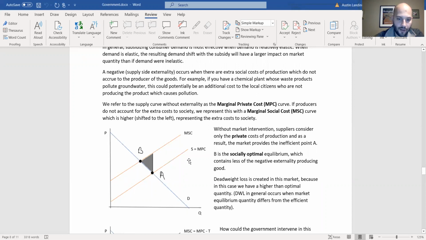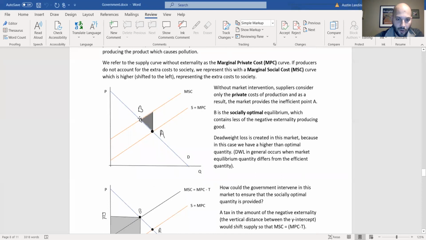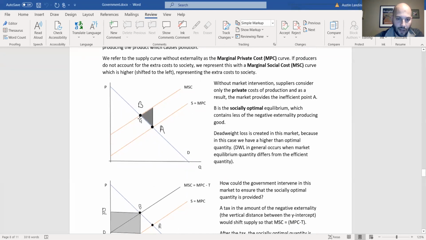So without market intervention, we get supply equals demand. Producers consider only the private costs of production. We wind up at point A, but that has more pollution than we would like, and we would like to get to point B. B is the social optimum, where the marginal social costs equal demand. So in this case, if we're at the competitive solution point A, deadweight loss is created because we have a higher than optimal quantity in the market. We have A, but we would like to only have B.